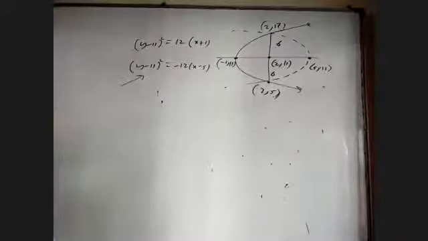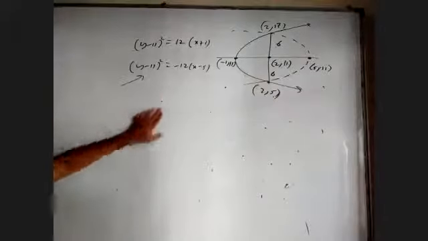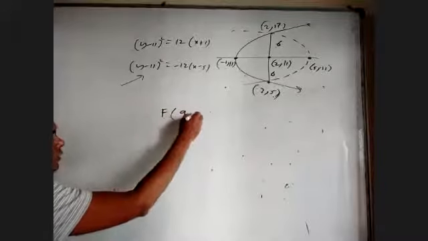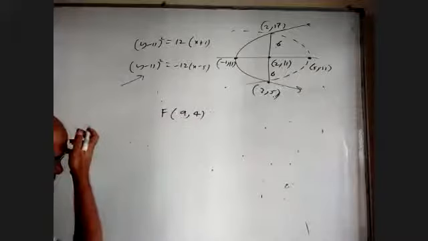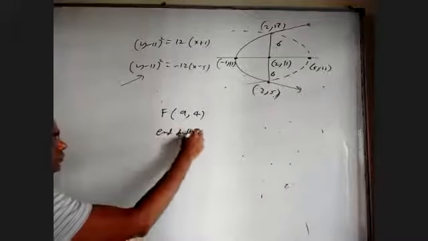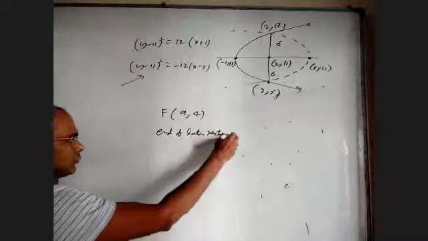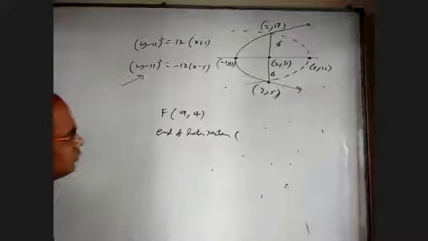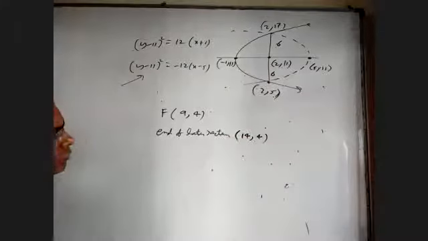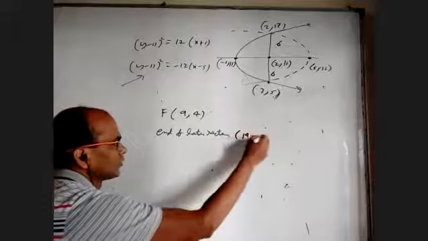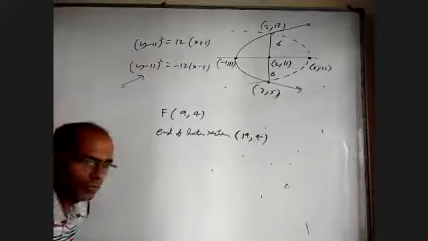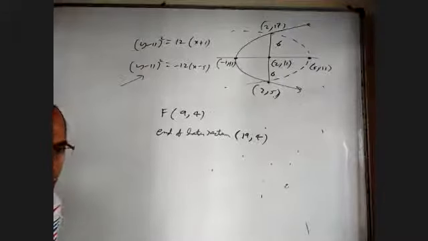Okay, one more question of this type. Focus is 9, 4. One end of latus rectum is 19, 4. Okay, try to find the equation of the parabola.